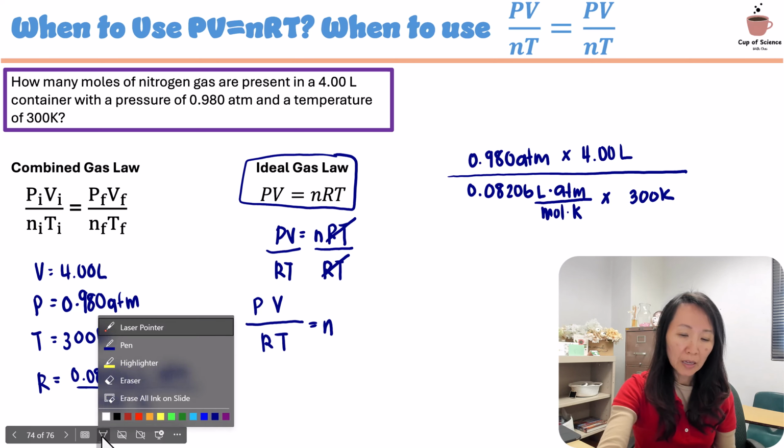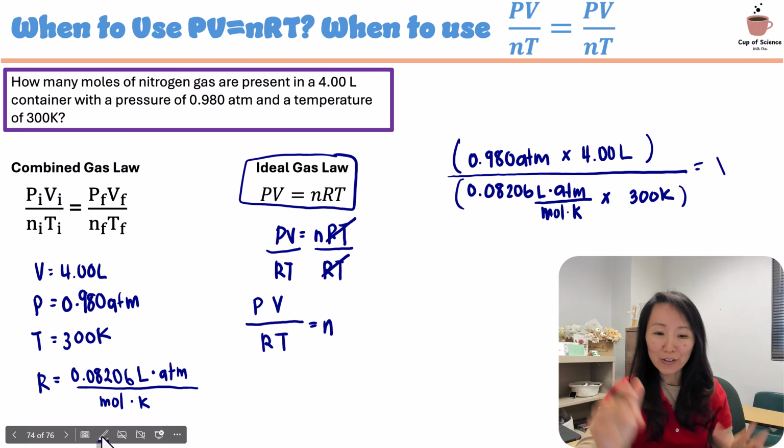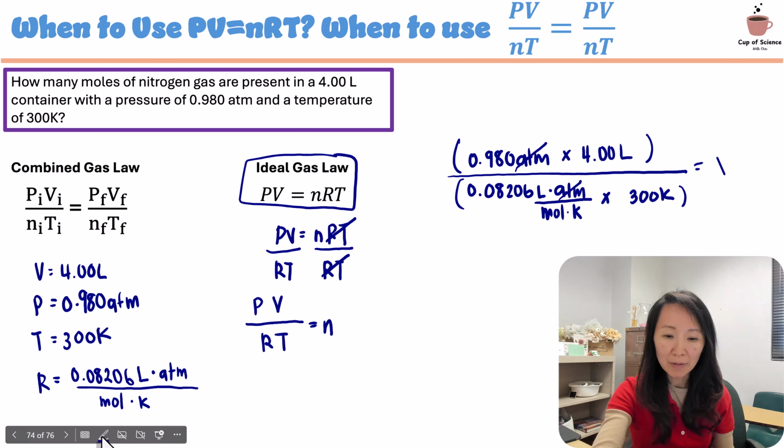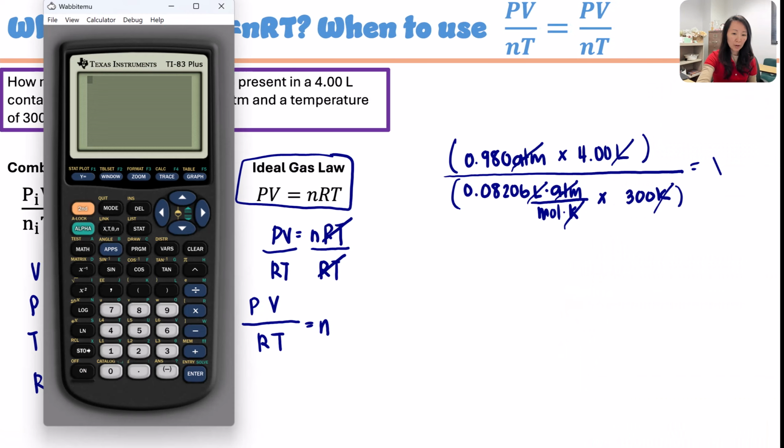Here we go. So let's calculate this out to get the number of moles. Now, we can cancel out all the units. Here's atm, here's atm. Liters, liters. Kelvin, Kelvin. And we're just left with moles, and that's good because we're trying to look for moles. Let's calculate this out. We have parentheses 0.980 times the 4.00, close it, divided by, and open up another parentheses to indicate the R constant, 0.08206 times the 300, and then close the parentheses.